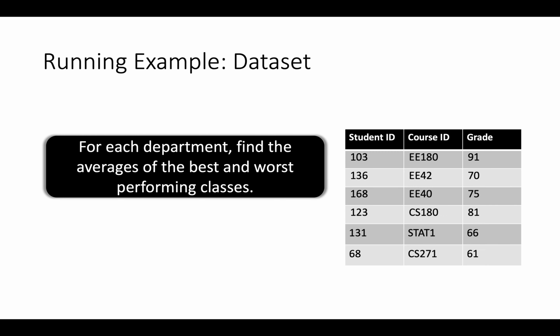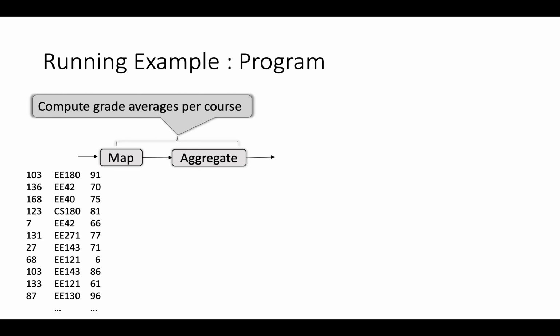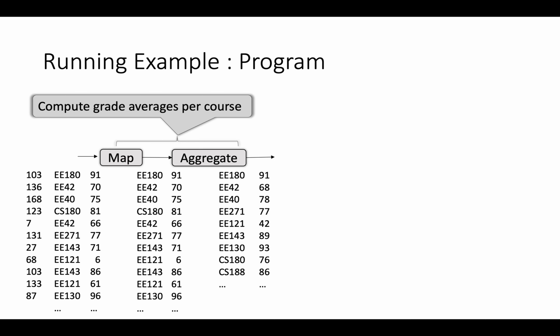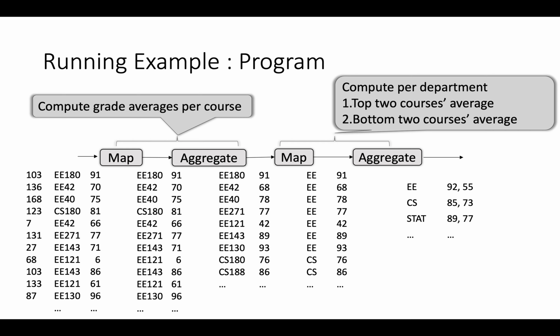Suppose we have the student grades dataset on the right-hand side with three fields: student ID, course ID, and grades. We want to compute for each department the averages of the best and worst performing classes, so we write the program as follows. First, we compute the grade averages for each course, and then we add a secondary aggregation for the top and bottom averages, where we use the top and bottom two course averages from the previous stage.